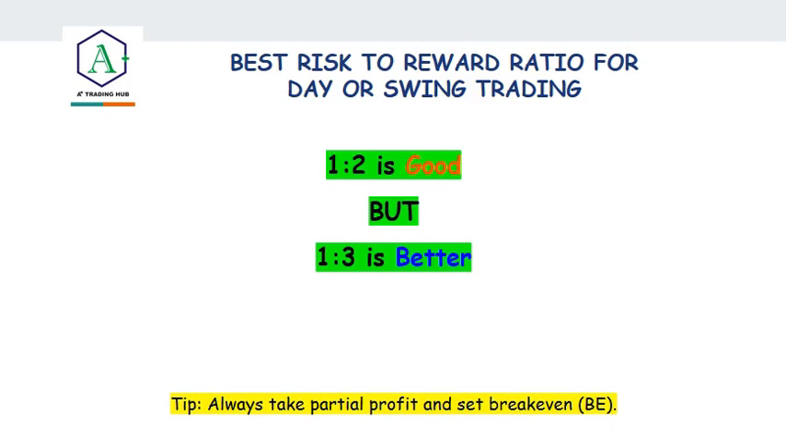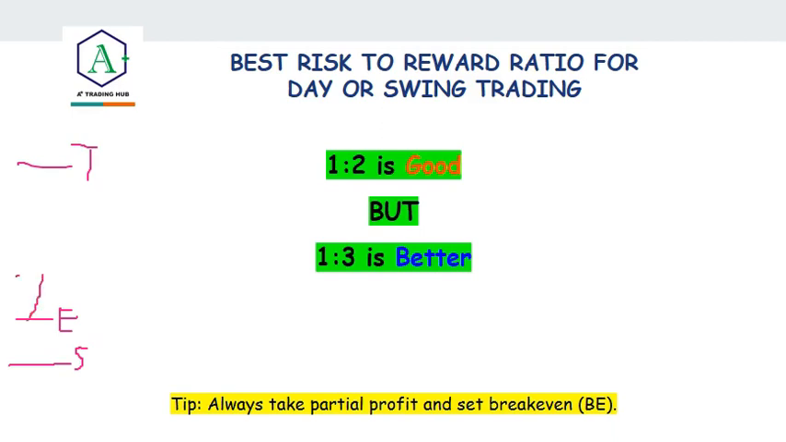I've discussed this earlier. Anytime you are trading and the price moves in your favor at least 50 pips, take partial profit. For example, let's say you are buying, this is your entry here, and this is your stop loss below here, and your take profit is up here. Let's say price moves in your favor at least 50 pips.